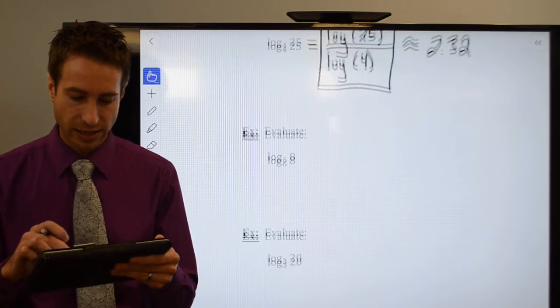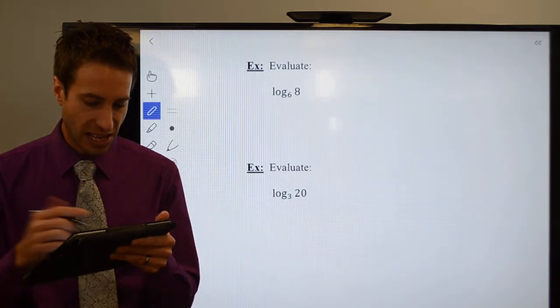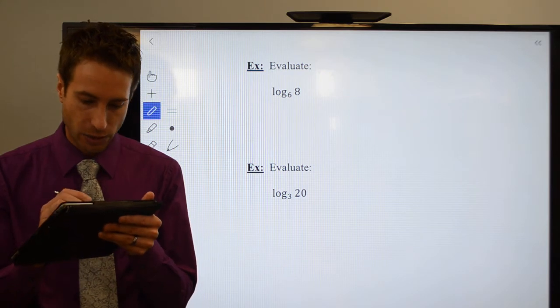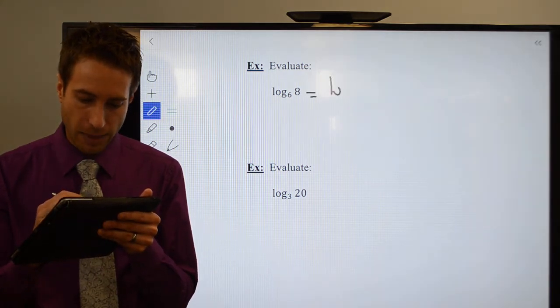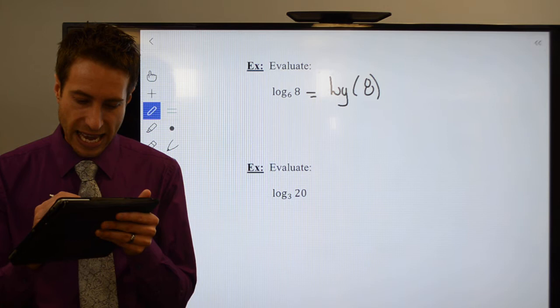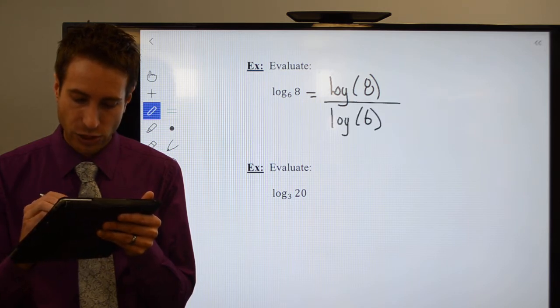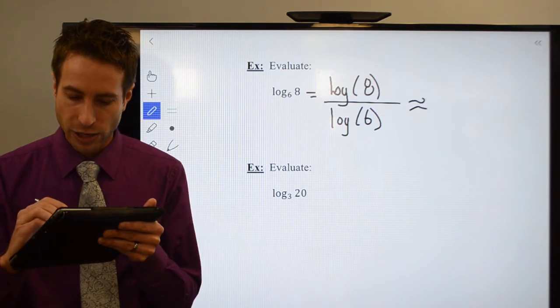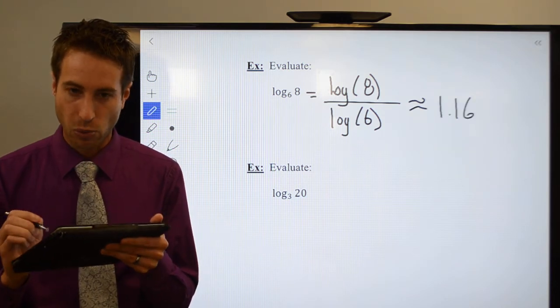Let's do the other ones again. I know we've already done this, so we'll just fly through the last two example problems, finish up this set of notes. We're going to take the common log of my argument, which is 8, and divide it by the common log of my original base, which is 6. Again, you can plug that into your calculator and you should get 1.16.